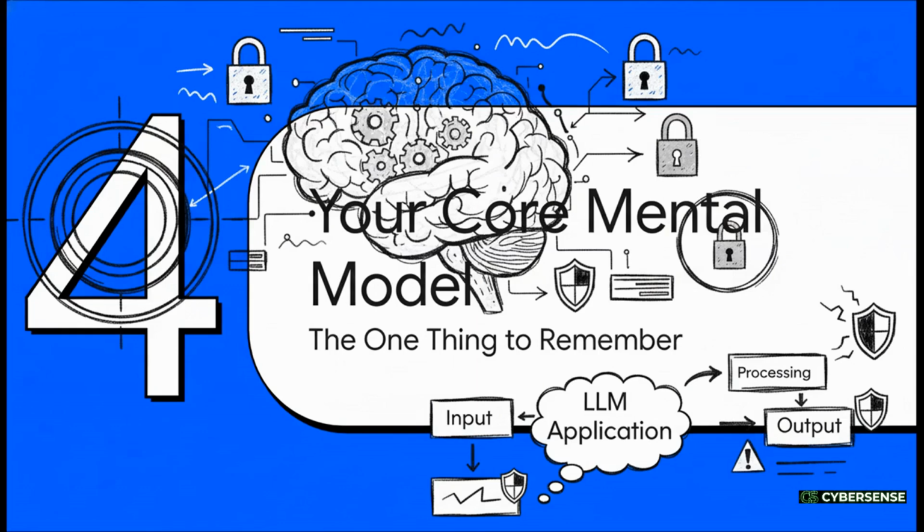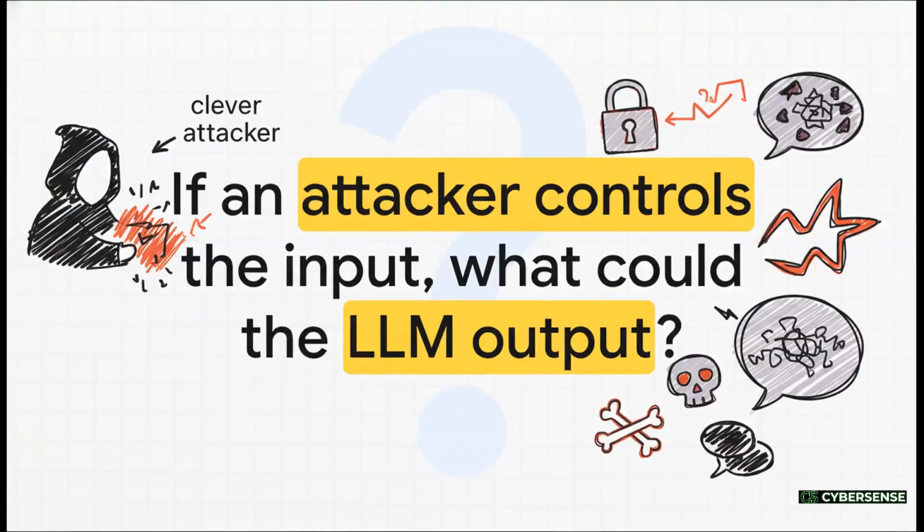Okay, we have covered a lot, but I really want to leave you with one core mental model. A simple way of thinking that you can apply every single time you build an application that uses an LLM. The very first question you have to ask yourself is this. If a really clever attacker has total control over the input prompt, what's the absolute worst thing they could trick my LLM into saying? You've got to think about malicious code, manipulated function calls, anything and everything.